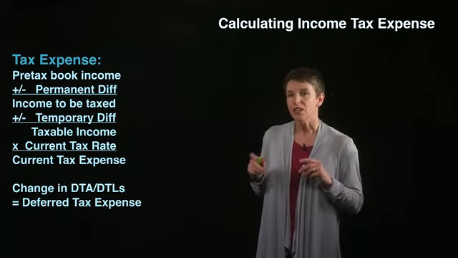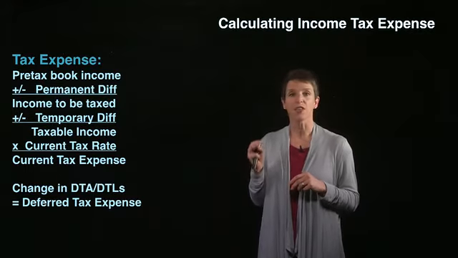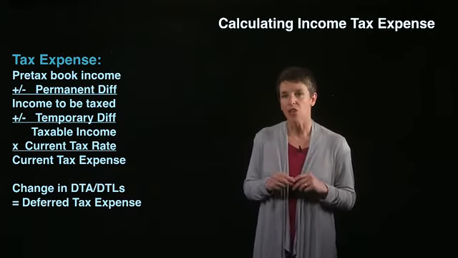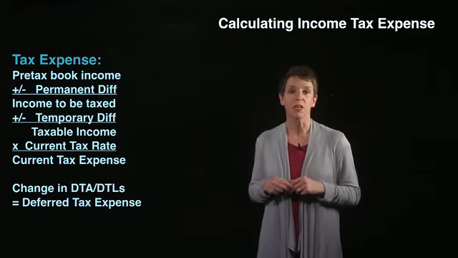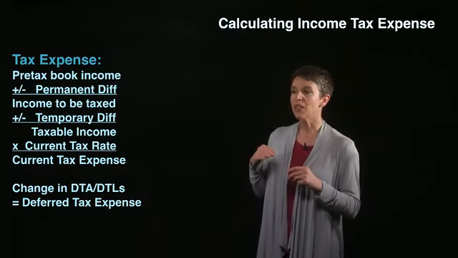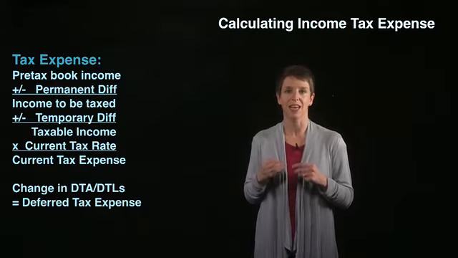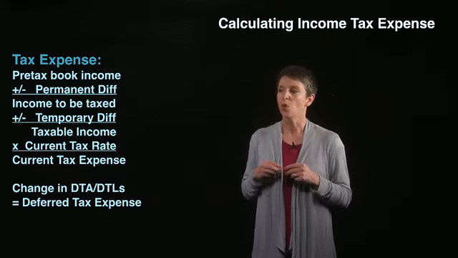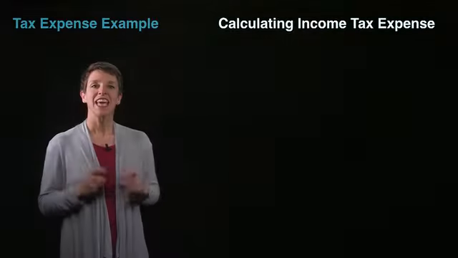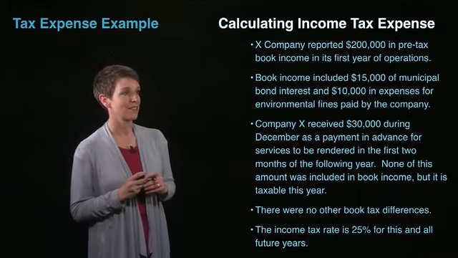The final piece to our total tax expense is the change in the deferred tax assets and liabilities for the period. Anytime those change, the offset will be deferred tax expense or benefit. When we combine deferred tax expense or benefit together with our current tax expense or benefit, we get total tax expense for the period. In this example, we're going to calculate total tax expense.